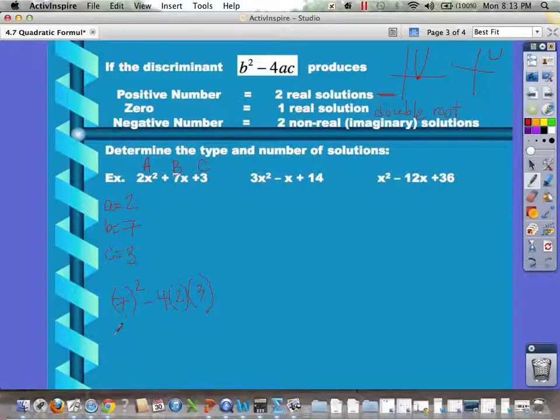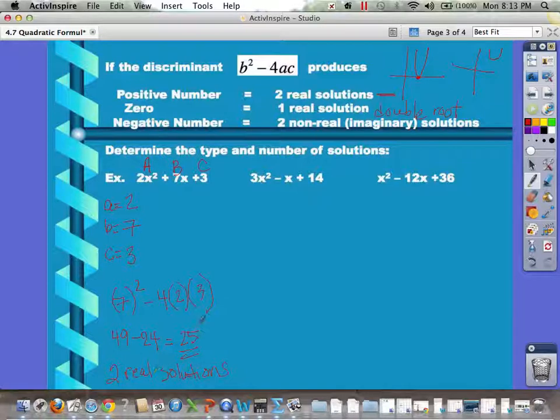That makes 49 minus, negative 4 times 2 is negative 8. Negative 8 times 3 is a negative 24. All right, so when you subtract these, you're going to get 25. And 25 is a positive number, which means it's going to have two real solutions. 2 meaning the number, and the type is both are real.